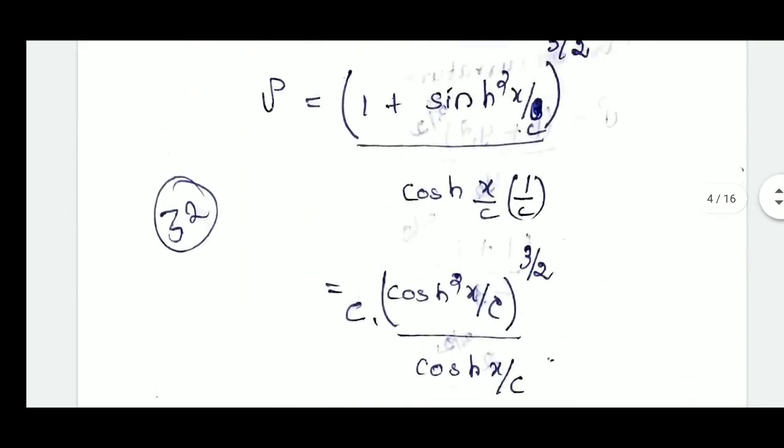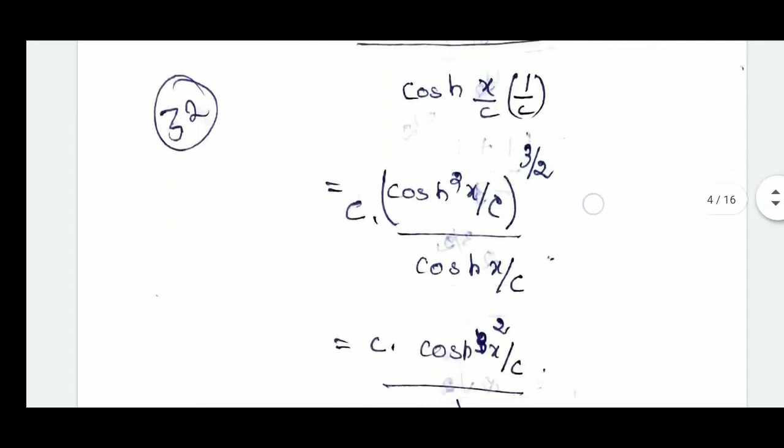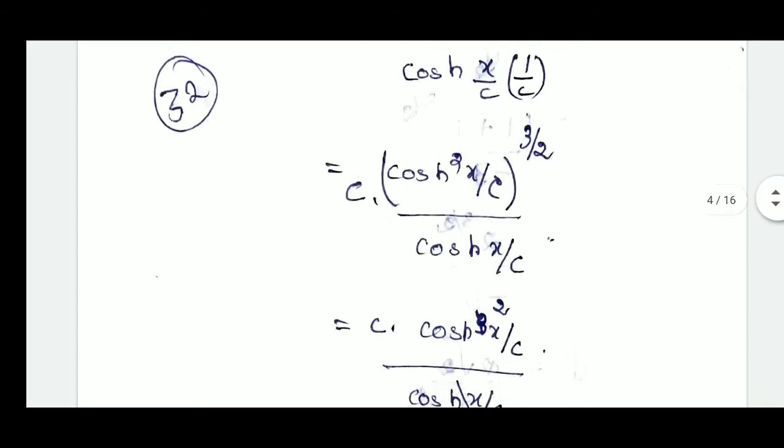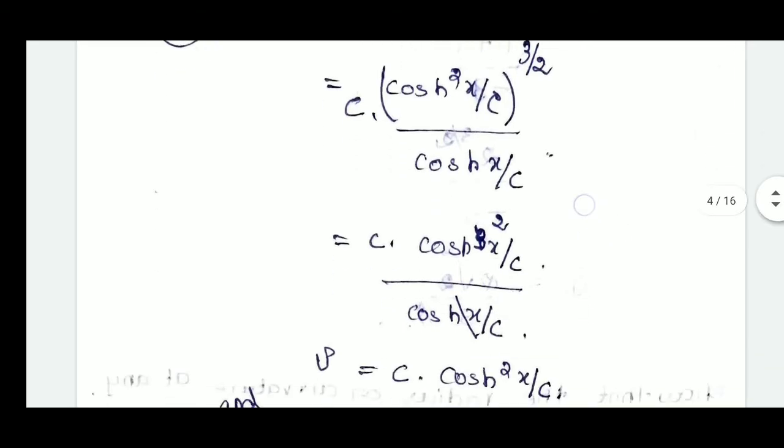So c will come in the numerator. The formula for 1 + sinh² x is cosh² x. So we get (cosh²(x/c)) raised to 3/2 by cosh(x/c)/c. The 2 and 2 get cancelled. So we get c cosh³(x/c) by cosh(x/c), so cosh(x/c) and cosh(x/c) get cancelled.